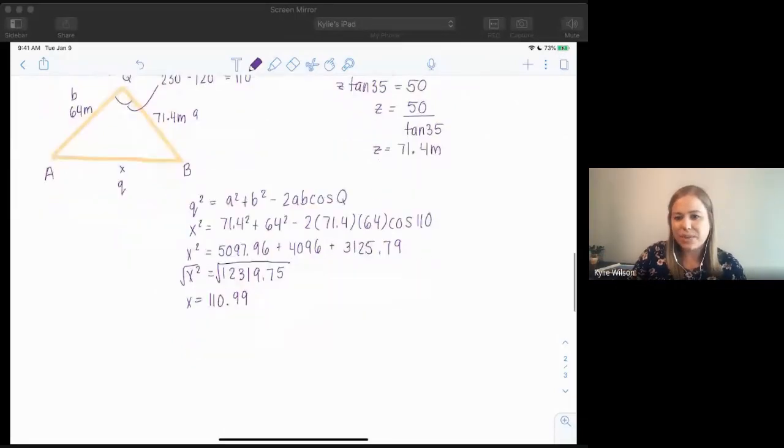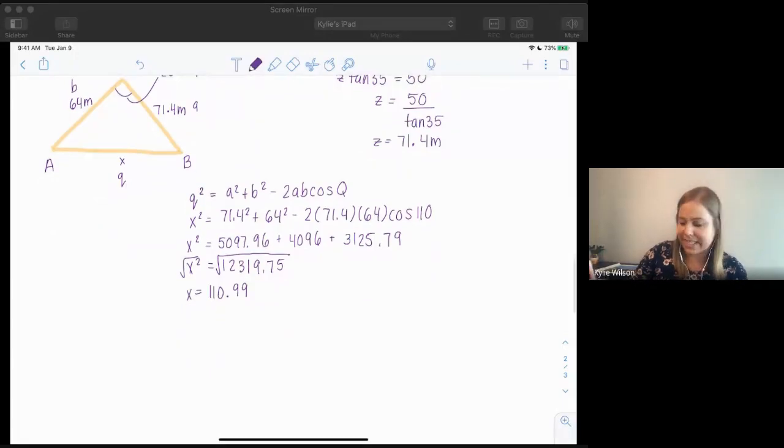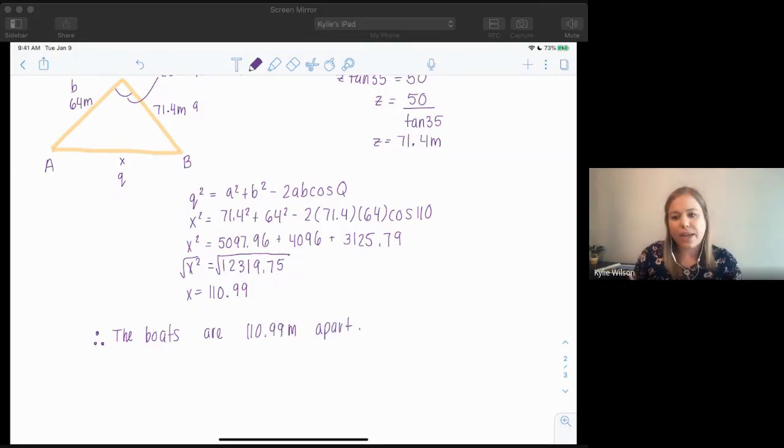So when we have words in our question, we have to make sure we have words in our answer. So we need to have a therefore statement. Therefore, the boats are 110.99 meters apart. Okay, are there any questions about that? Because that's the last one. Are we good? Okay.